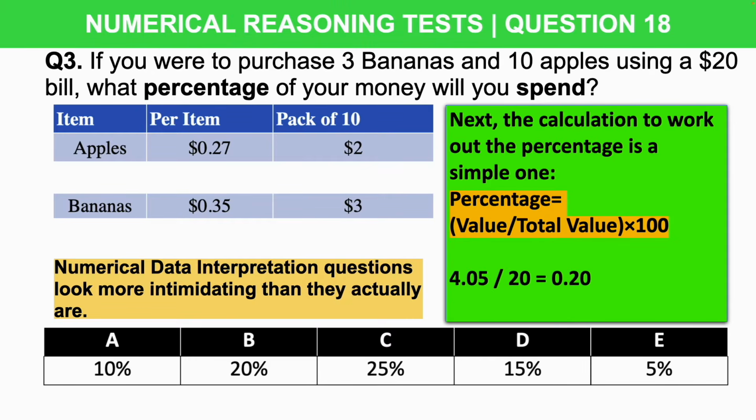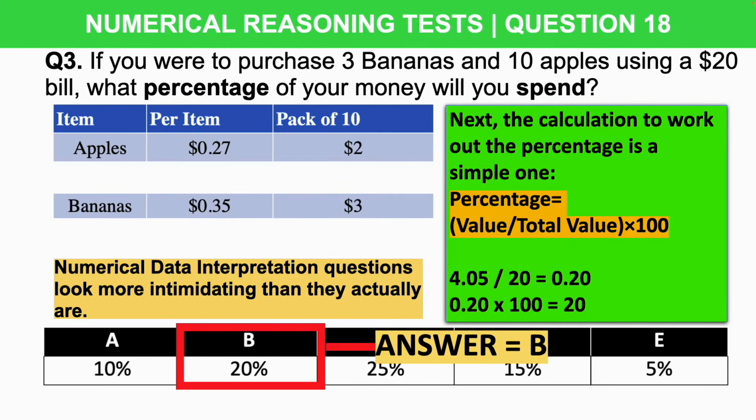We would divide $4.05 by 20 and that will give us 0.20. We can then times 0.20 by 100 and that gives us 20, i.e. 20%. Therefore the correct answer option is answer option B. You have spent 20% of that $20 bill.